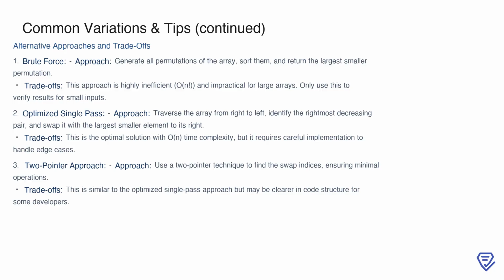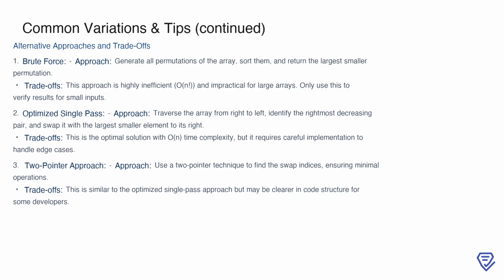A more efficient approach is the optimized single-pass method. Here, you traverse the array from right to left, identify the rightmost decreasing pair, and then swap it with the largest smaller element to its right. This method achieves O(n) time complexity, but it requires careful handling of edge cases to ensure correctness.